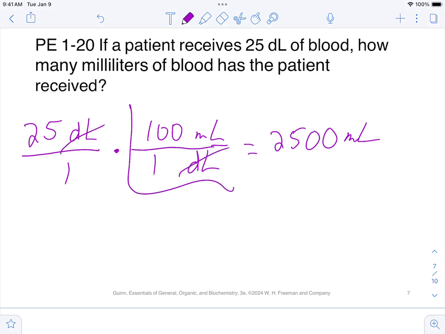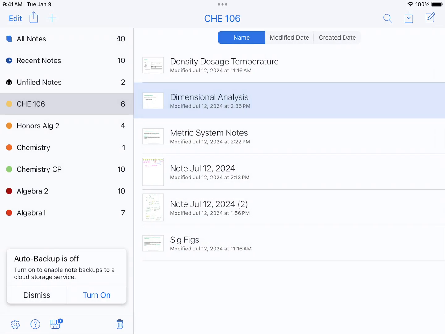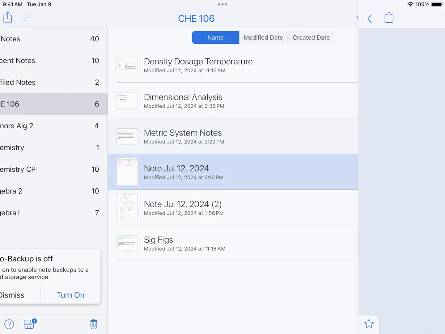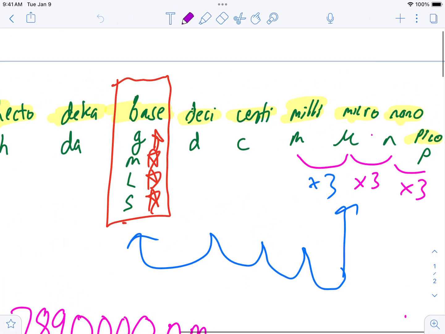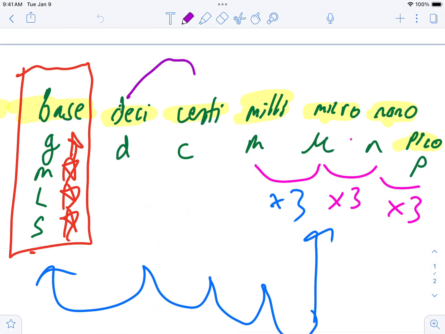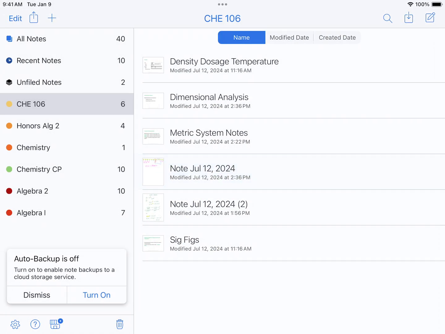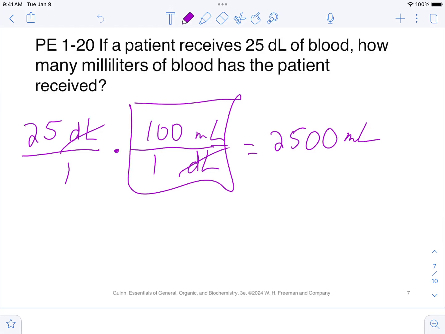And how am I doing that conversion factor so quick? That's just going back to the metric system notes, specifically this timeline, and seeing deci to milli is 2 jumps. So that's where I get my 2 zeros from. That's where I get the 100 from. I know deciliter is bigger because it's to the left of milliliter.